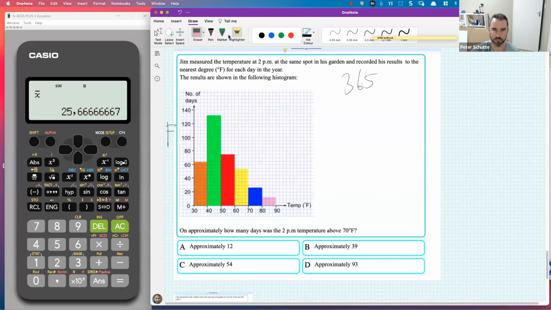So here's your question. On approximately how many days was the 2 p.m. temperature above 70 degrees Fahrenheit? If you look at this, can you see the data that was in a table is now in a graph? And can you answer this question by reading the information from the graph? Because the data is grouped into intervals now.